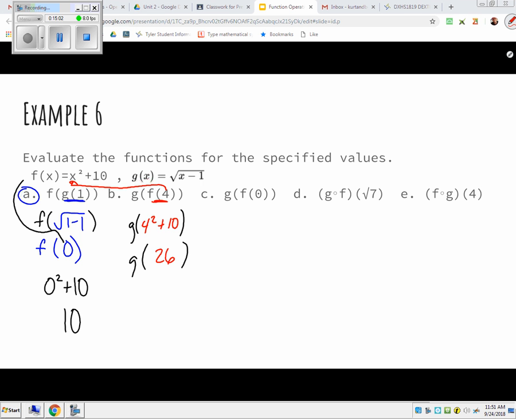So now, this 26, g of 26, that's my new input. I'm going to come up here to my g function, because that is what is on the outside, and plug 26 in for the x. So I have 26 minus 1 on the inside, which just gives me square root of 25, which is 5.